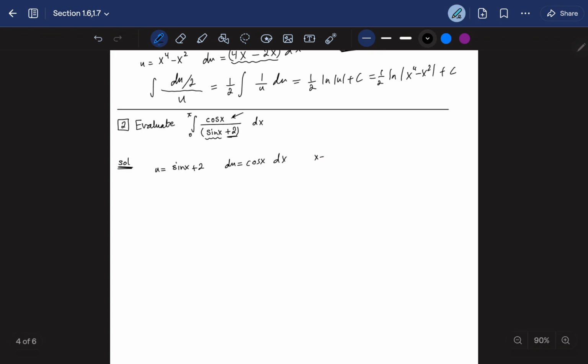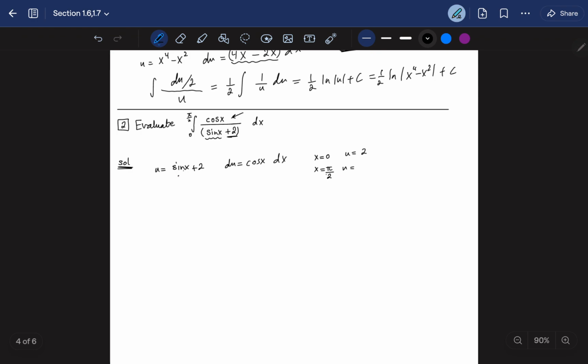Since I have bounds, let's find the bounds of u. So when x is 0, once you plug in 0 here, you're going to get 0 plus 2, so that's 2. Then this is pi. Then once you plug in pi here, actually this should be pi over 2.